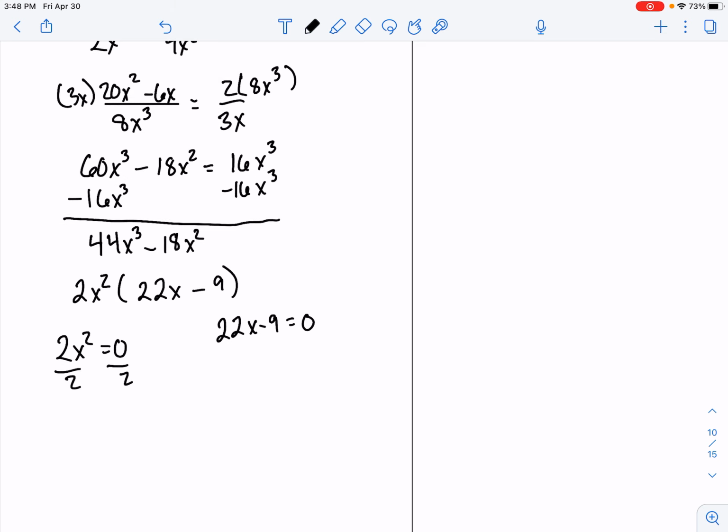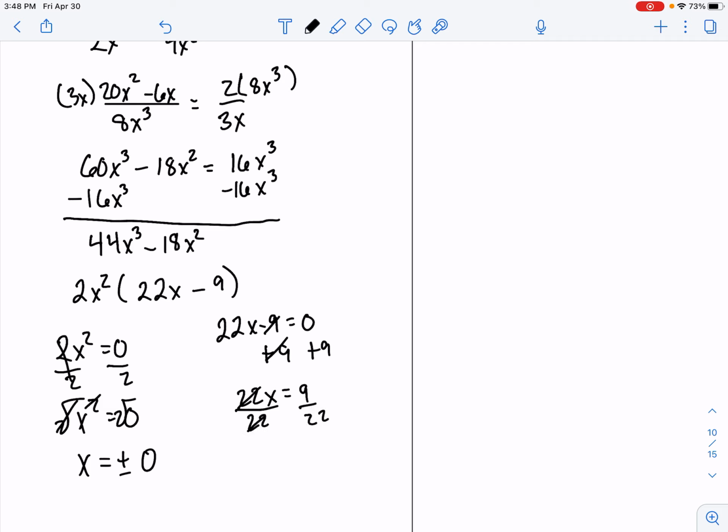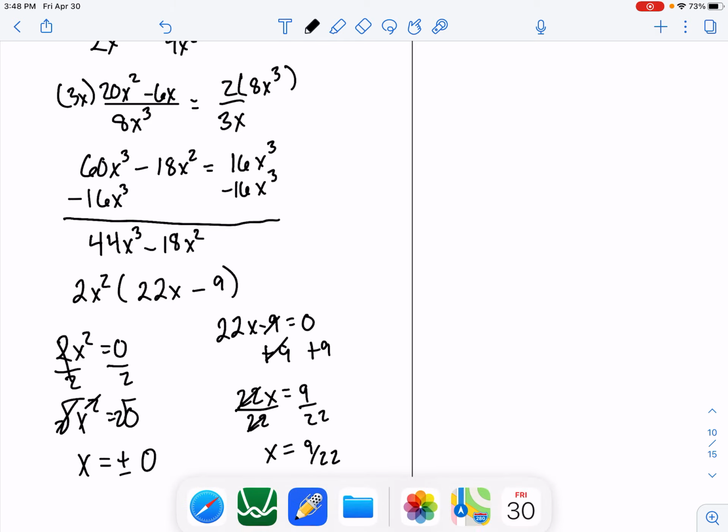Divide both sides by 2. Take the square root of both sides. x equals positive and negative 0. I want to add 9 to both sides on the right. Divide by 22. And these should be my solutions.